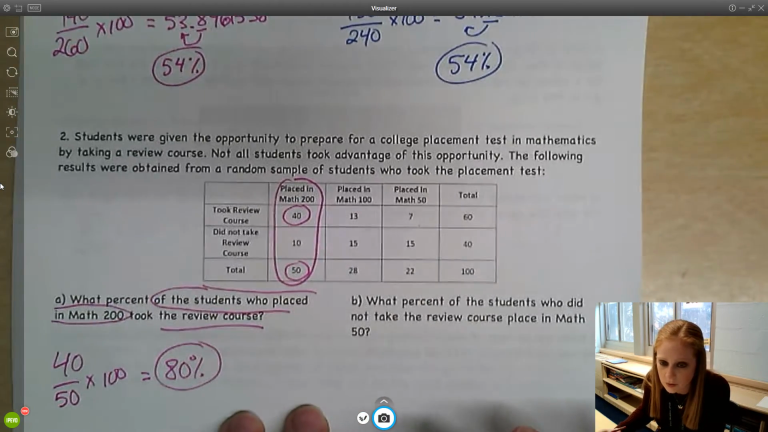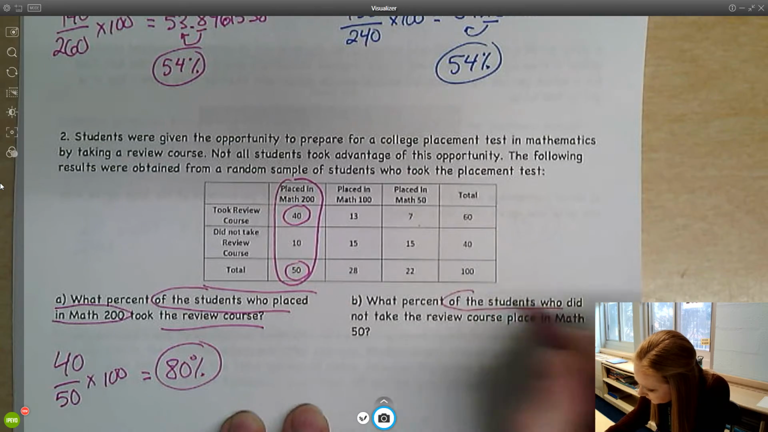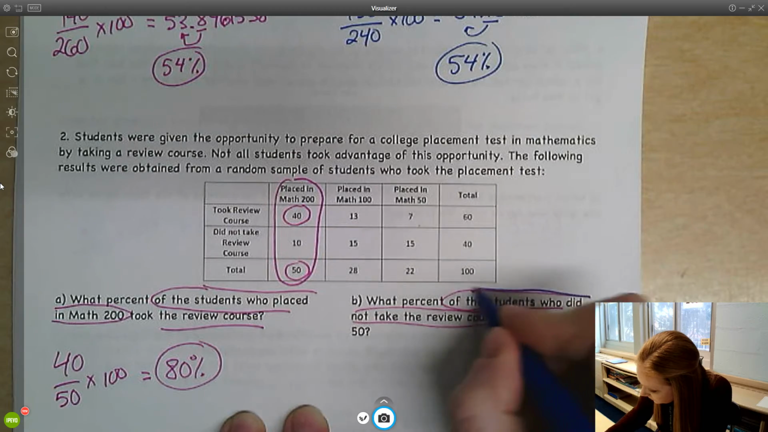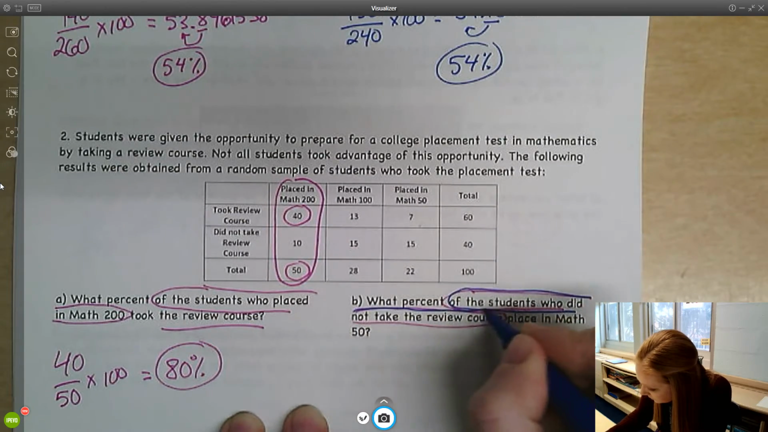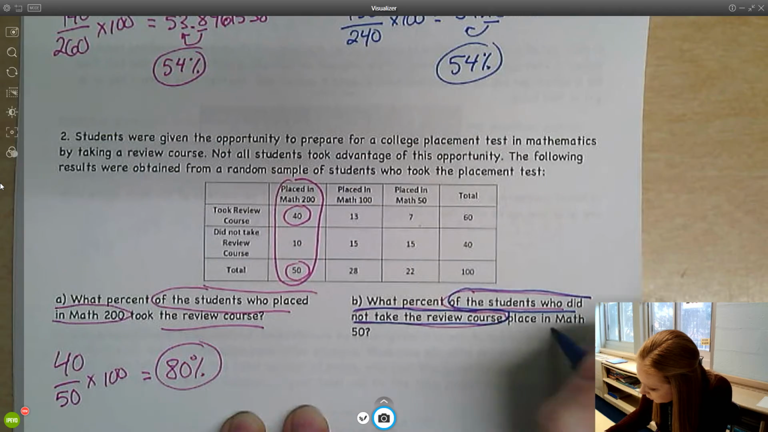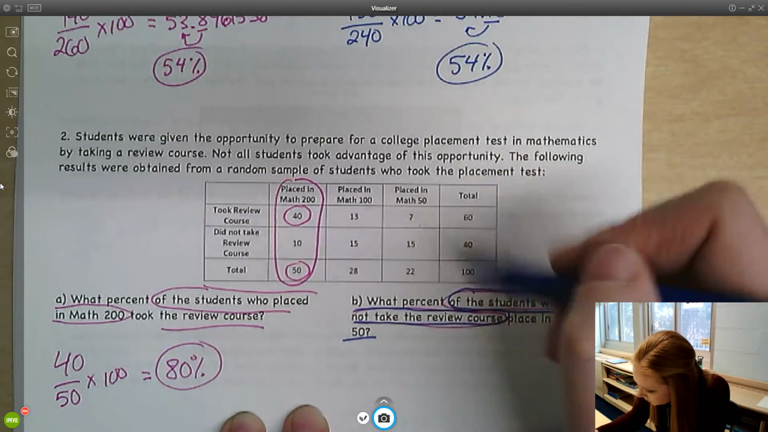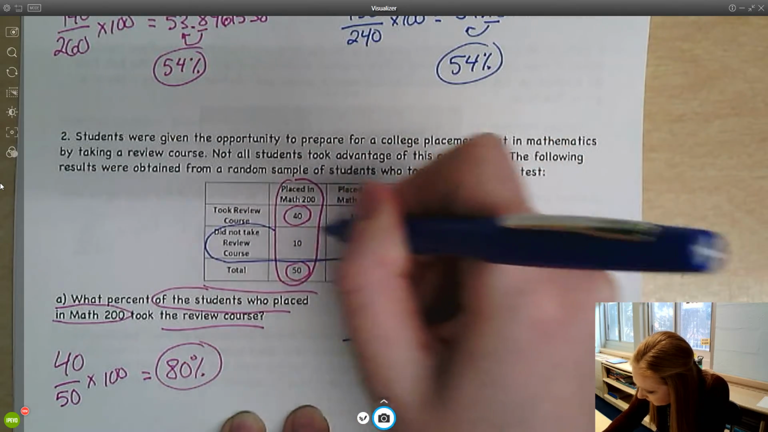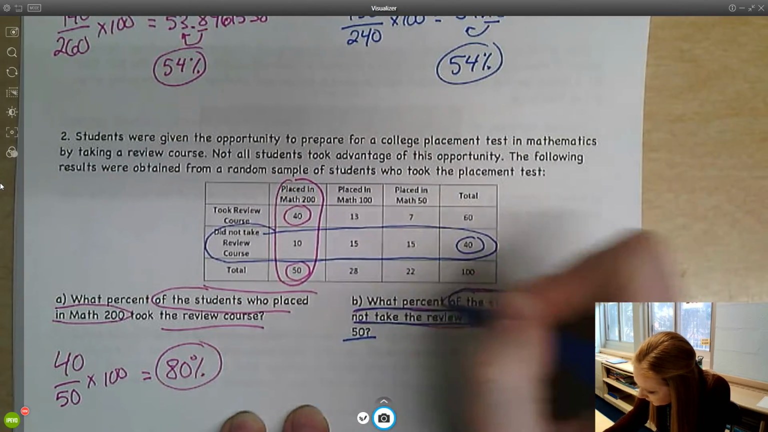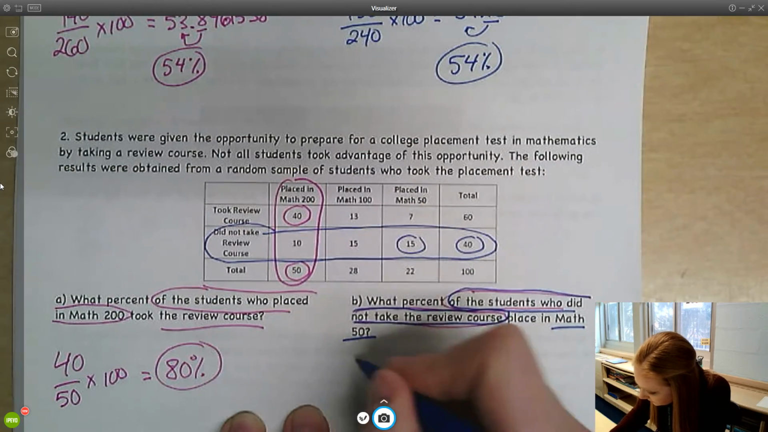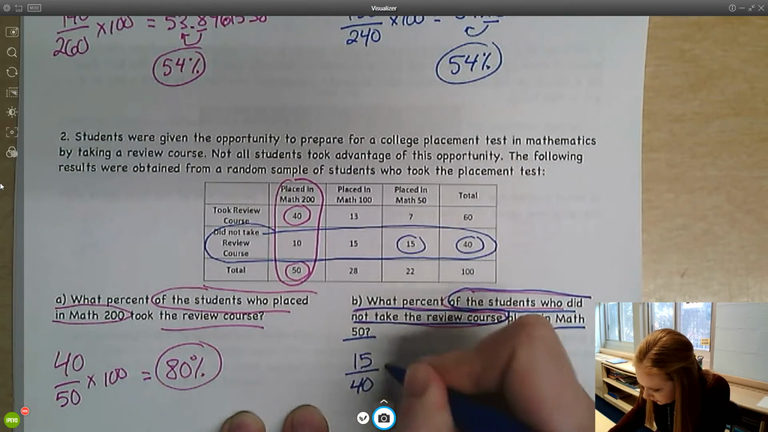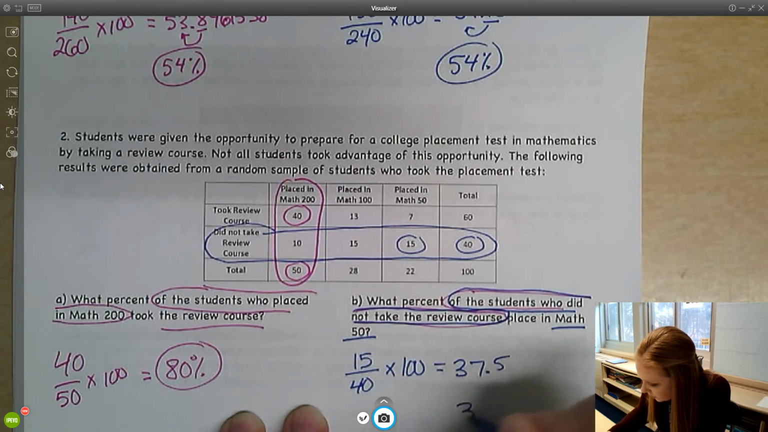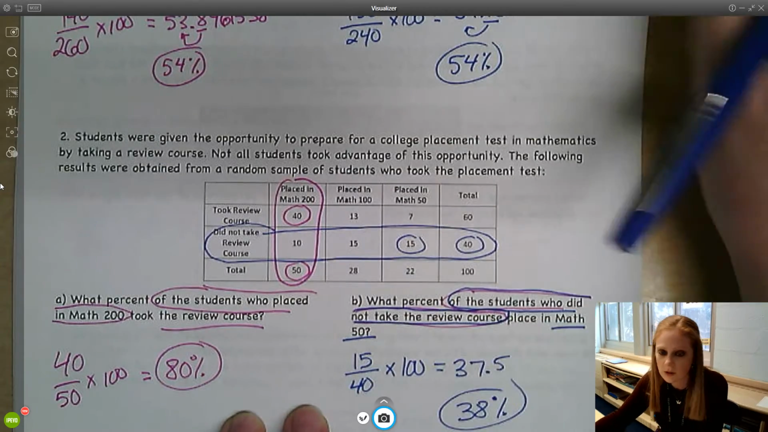What percent of the students who did not take the review course, should be this one in blue, were placed in Math 50? So now we're looking at the students who did not take the review course. That's all of these students. We have our total, and we have our students who were placed in Math 50. 15 out of 40 times 100 is going to give us 37.5. Rounded to the nearest percent would be 38%.